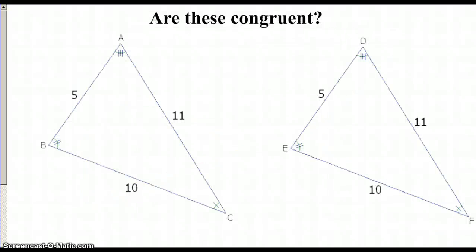If they're congruent, it's going to have all 6 parts congruent. And why I say 6 parts, because there's 3 angles and 3 sides. So in this figure, 5, 5, 10, 10, 11, 11 are the side lengths. And then each angle's congruent by the different tick marks.